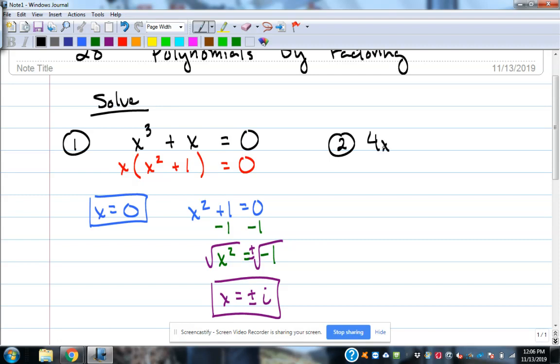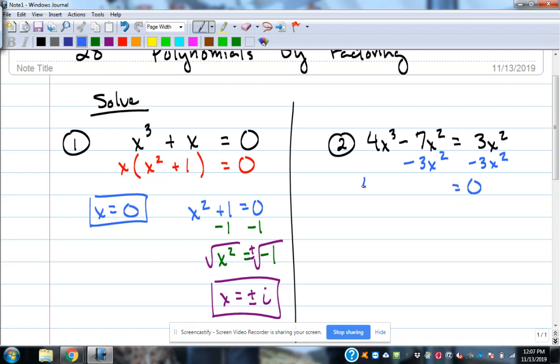Let's look at this one. 4x to the third minus 7x squared is equal to 3x squared. We'll solve that by factoring. First step. Subtract the 3x squared to get like terms together and to get it equal to 0. 4x cubed minus 10x squared. It's in descending order now. 2x squared. I have to have x squared, so that's going to leave us 2x minus 5 in parentheses.